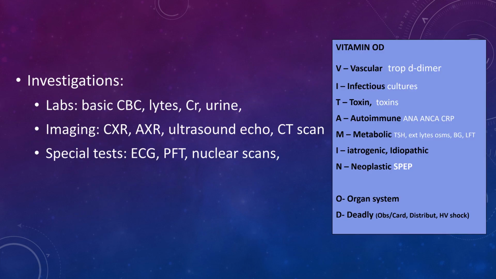For investigations, I'll start with the basic blood work, including CBC, lytes, creatinine, urine analysis and microscopy, troponin, D-dimer, septic workup, toxin screen, autoimmune vasculitis workup, including inflammatory markers like CRP, metabolic causes with TSH, extended lytes, glucose, osmolarity with blood gases and liver enzymes. Malignancy and neoplastic causes are broad, but I would start with SPEP in this case.